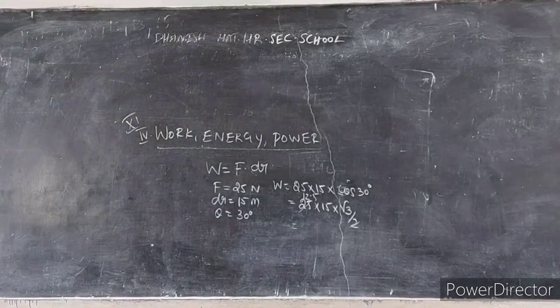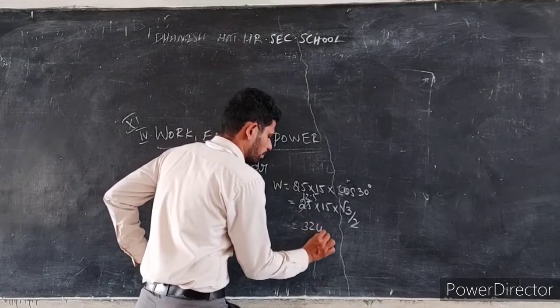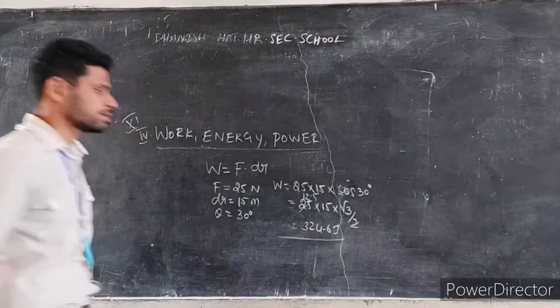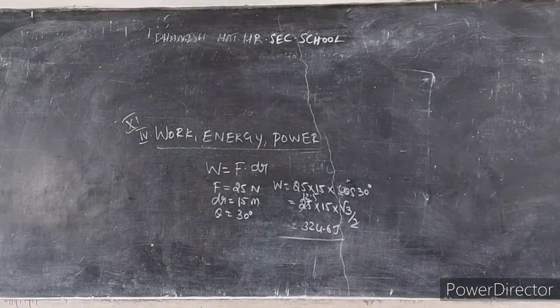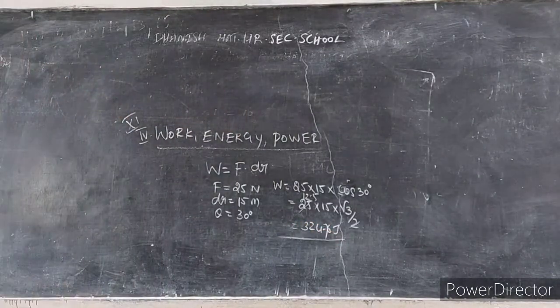So 25 into 15 into root 3 by 2 is nearly 324.6 joules. Okay, this much of joules of work will be done by the force on the object. Okay, work done by the constant force.